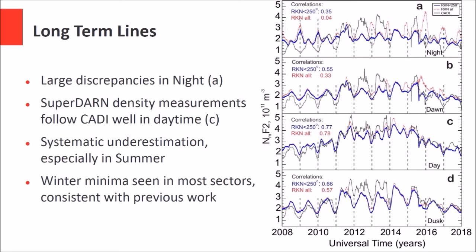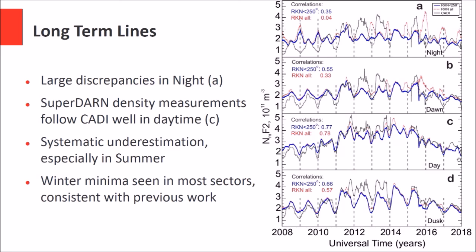And so what we have here is some line plots showing the density from 2008 to 2018. Now, quite obviously, there's a large discrepancy in densities measured by Rankine versus those measured by CADI in the nighttime sector here, where we see that CADI has a very consistent pattern, in fact in all time sectors, of measuring high densities during the summer and low densities during the winter. We can also see over the course of many years here that there is a general increase in overall densities towards the solar cycle maximum 2013-2014.